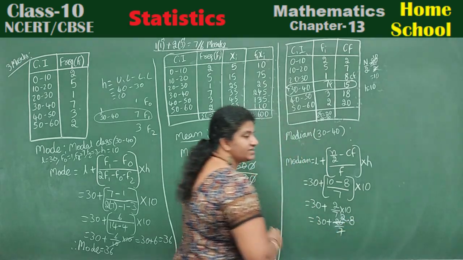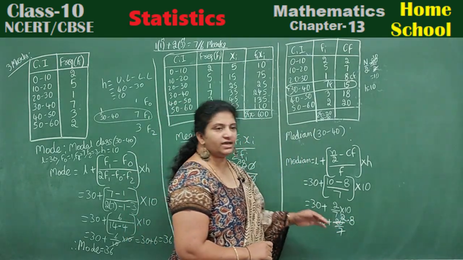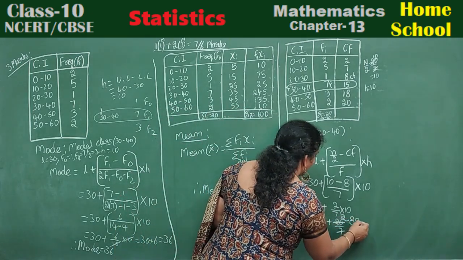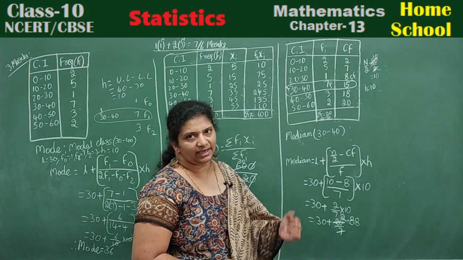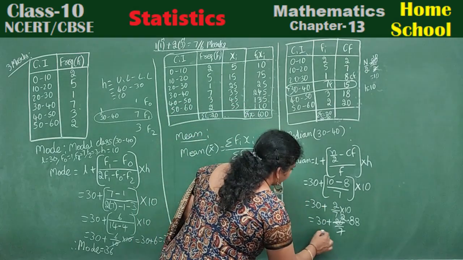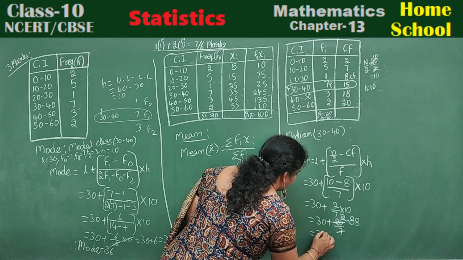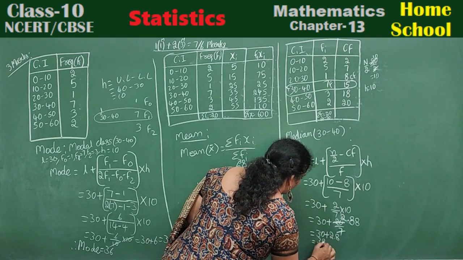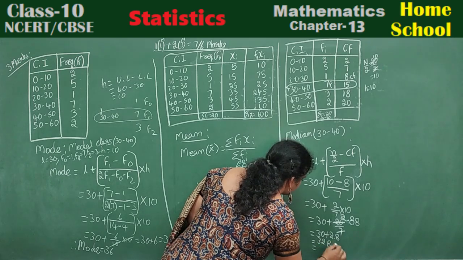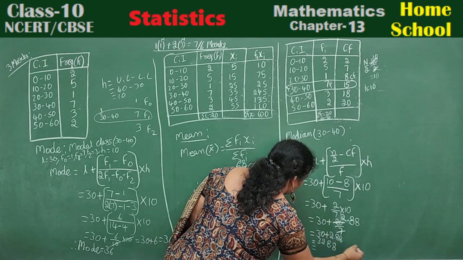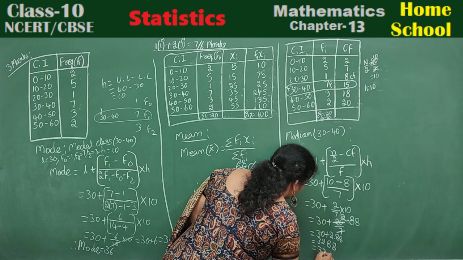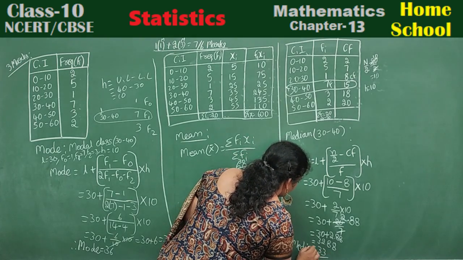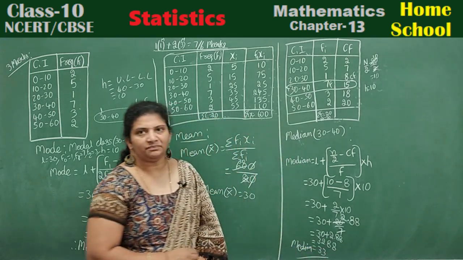0.7 8s are 56. 56 again 4 left. So again 8, 2.888. It is extending like that. So you can end up with 1 8. 30 plus 2.8, I can write it as 32.8 approximate. 32.888 approximate, you can write here 33. Therefore, median is equal to 33.